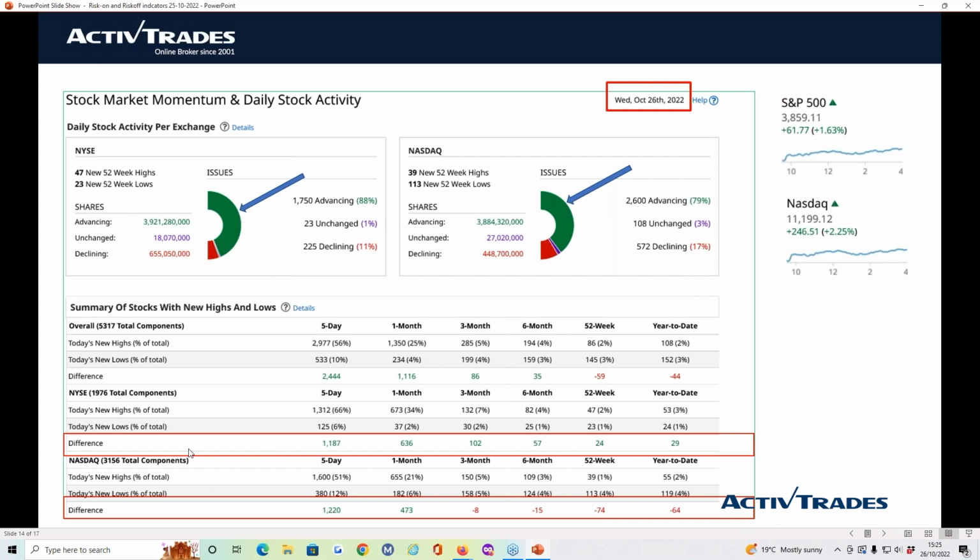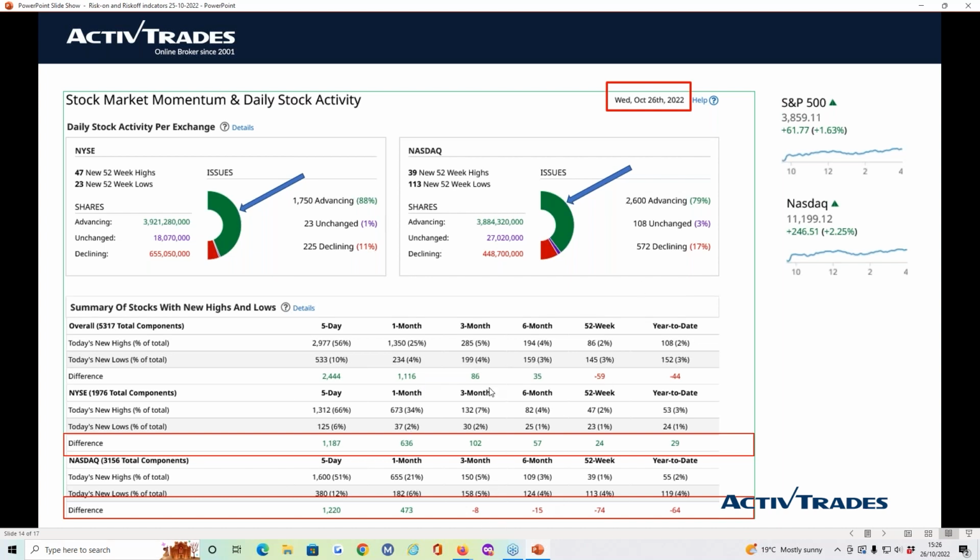And again, the same or similar data here, but the differences in performance are clear. If we look at the actual composite difference, 2,444 stocks posted new 5-day highs in Tuesday's session, and 1,116 did so on a 1-month basis. So that's far more risk on, far better momentum, more buying interest, more buying power, shall we say, in the market, as characterized by these events.